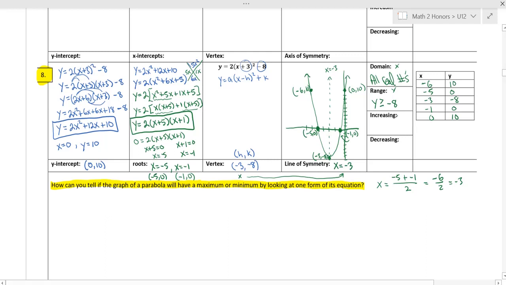As you trace this parabola from left to right, first it drops, so it's decreasing until it gets to negative 3, the axis of symmetry. So it decreases when x is less than negative 3, and then it increases when x is greater than negative 3.